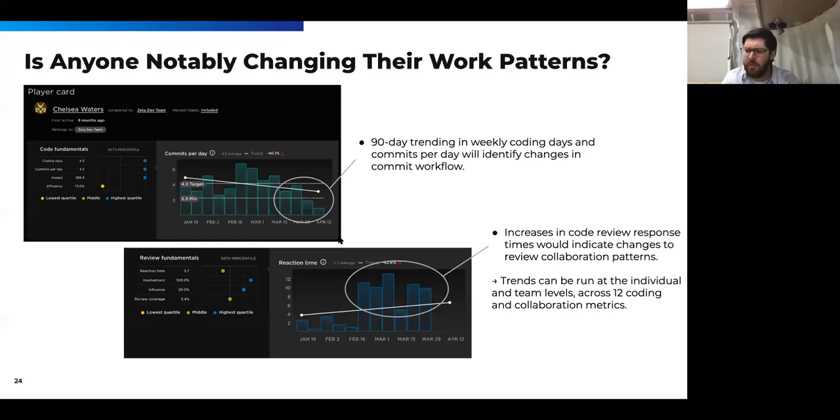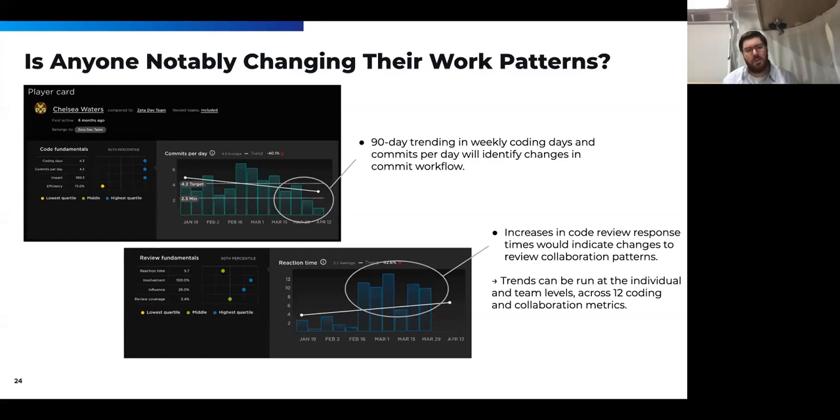And then lastly, I believe this is our last slide here as we reach the half hour. Is anybody notably changing their work patterns? Looking at Chelsea here, commits per day, she is one of our highest contributors, constantly making contributions to the code base, and following that pattern of small, frequent commits and the benefits that we talked about: encouraging forward progress, making our work smaller for review, making it easier to identify and remove bugs from production.